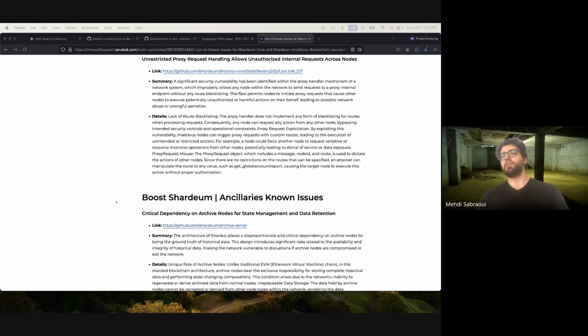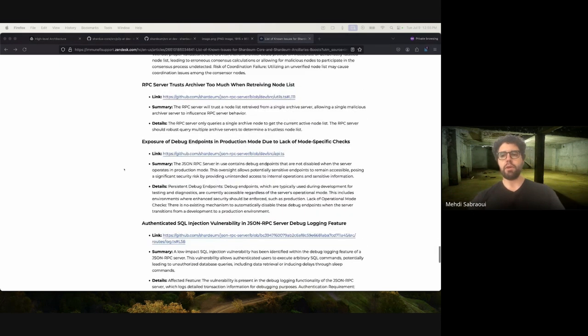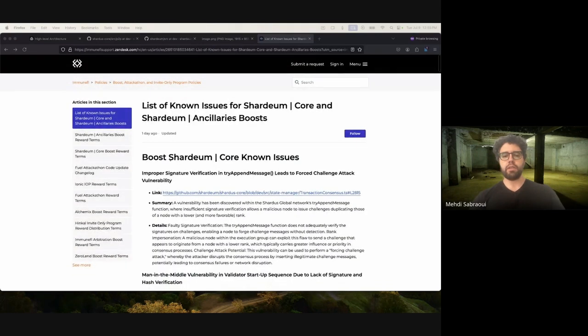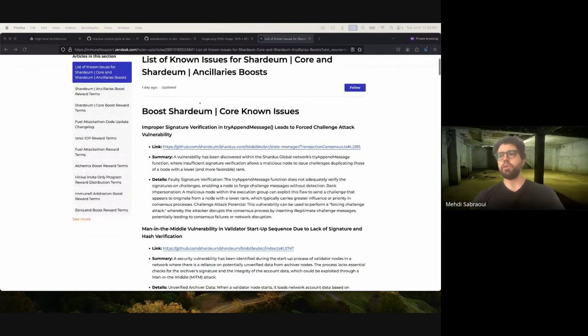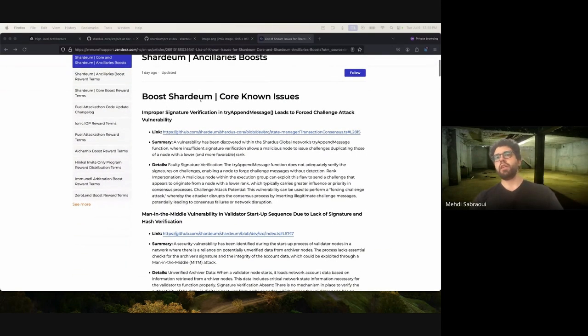We don't want nodes to be able to send proxy commands through other nodes and basically cover their tracks if they're doing malicious things. So that's a known issue and something we're working on. And I think that looks like it's it for Shardus Core. Yep. The Shardeum boost. So that's all for us.